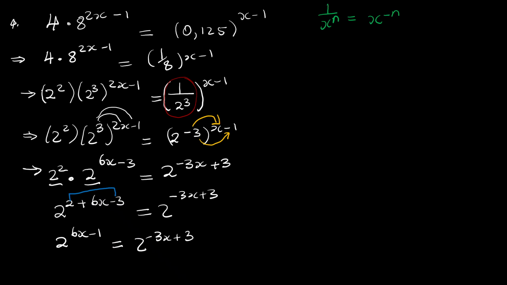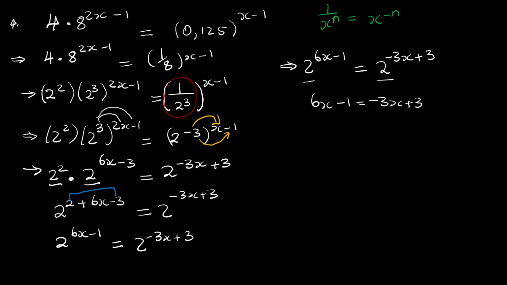So now look at what I have. I have 2 to the power 6x minus 1. We equate this to what? 2 to the power negative 3x plus 3. The bases are the same. What do we do to the exponents? The bases are equal. This tells us that the exponents are also equal.